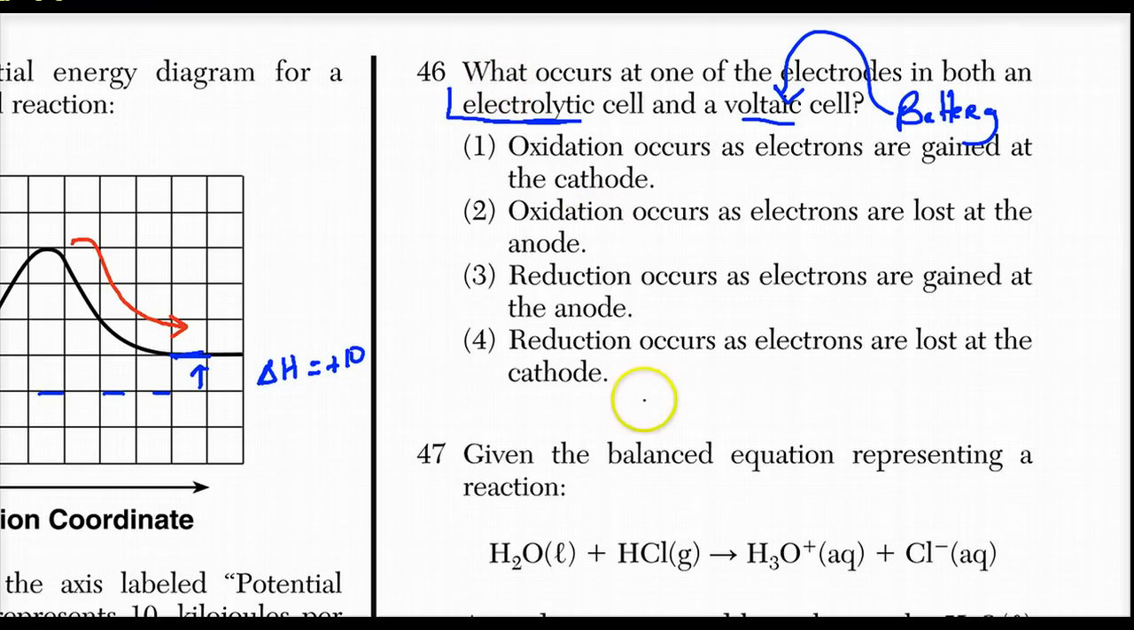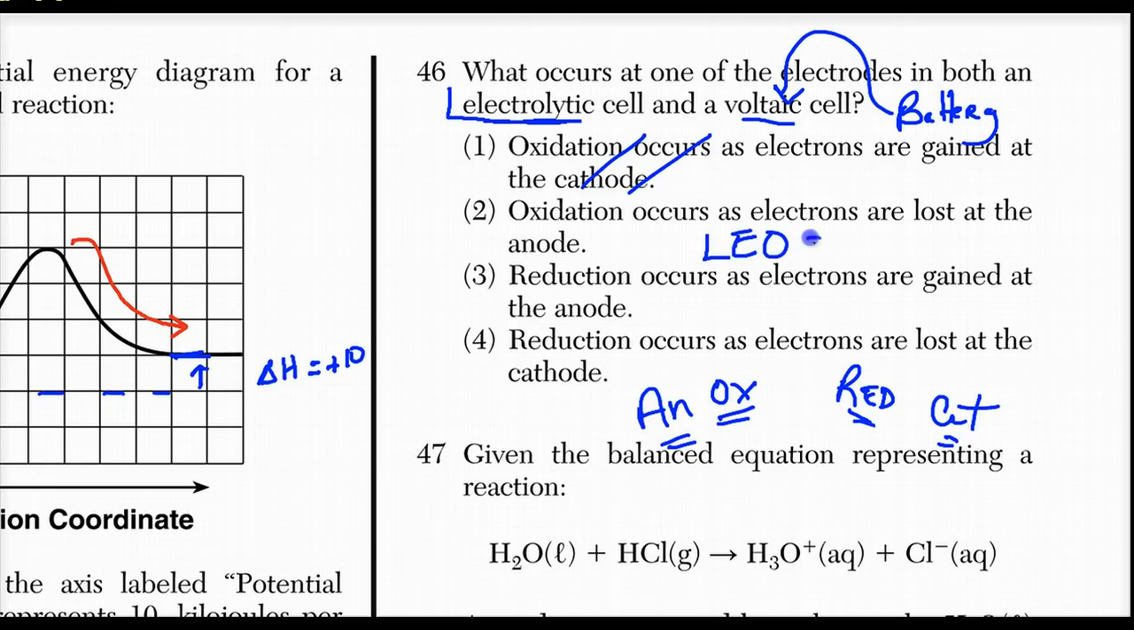Well, I will tell you that An Ox Red Cat occurs for both, which means oxidation occurs at the anode and reduction occurs at the cathode for both. Oxidation occurs as electrons are gained at the cathode? No. Red Cat. Oxidation occurs as electrons are lost at the anode. Yes. We're losing what? Electrons. LEO, right? LEO the lion says GER. Losing electrons is oxidation. Oxidation occurs at the anode. 46 is choice 2. You have to know those mnemonics.